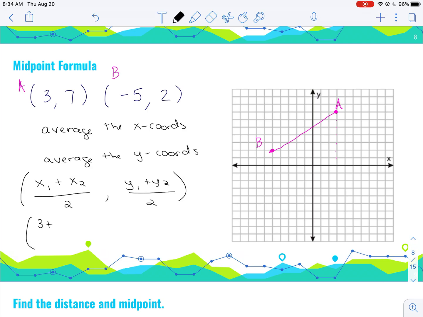So I'm going to take 3 plus negative 5 and divide by 2. I'm going to take 7 plus 2 divided by 2. And I get negative 2 over 2, comma, 9 over 2, which should be negative 1, 4.5. You can also leave it as 9/2 if you want to. So if I'm at negative 1, 4.5, right there, we'll call it M for midpoint. That would be the midpoint of that line segment.